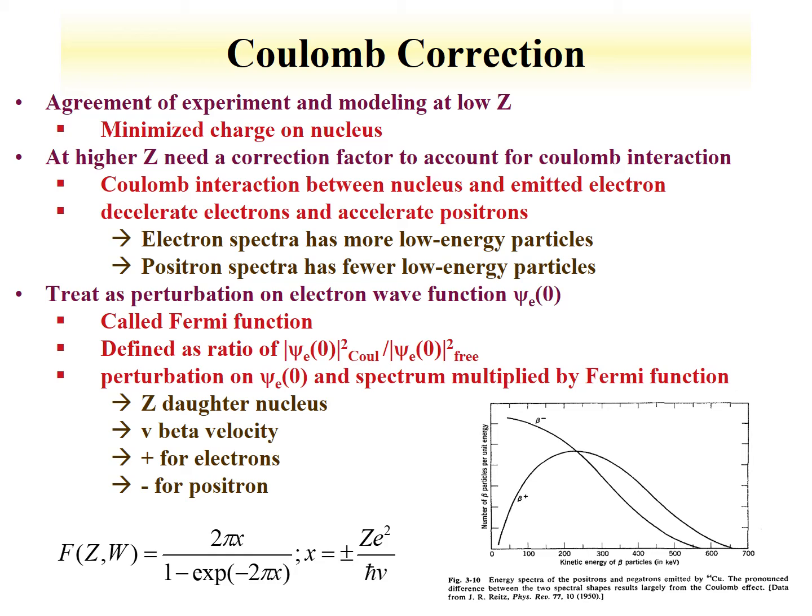This perturbation is also called the Fermi function, and it's defined as the ratio of the electron wave function, so the probability to find the electron with the Coulomb versus the same probability without the Coulomb. And given this perturbation on the wave function, the spectrum can be multiplied by this Fermi function to account for the Coulomb correction. That equation is shown here, where I have certain terms such as the Z of the daughter nucleus, the beta particle velocity, and a sign that is positive for electrons and negative for positrons.